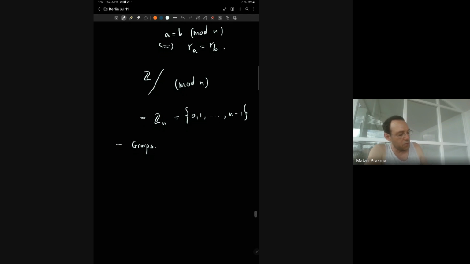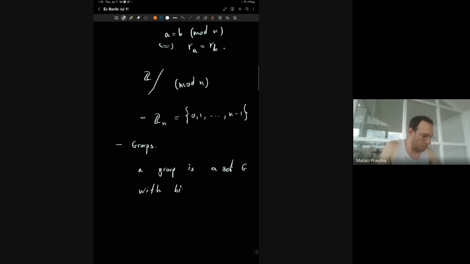One thing to notice is that not every group is abelian. A group is abelian if the binary operation, let me take a step back. So a group is a set G with a binary operation, typically denoted as a dot.